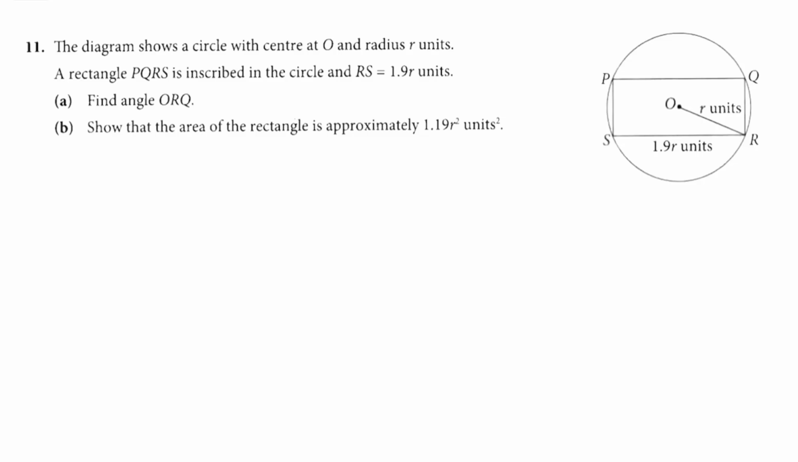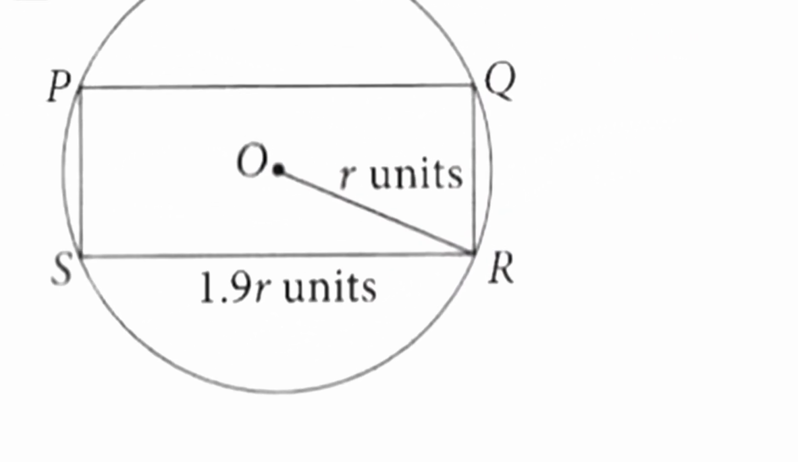Okay, there is a rectangle PQRS inscribed in the circle. So PQRS is inside. Then RS equals 1.9r units. Then they're asking us to find angle ORQ. They ask us to find this angle, right? So let's zoom in a little bit.